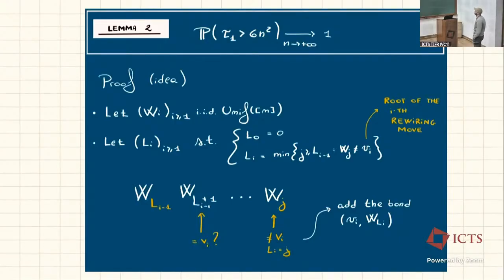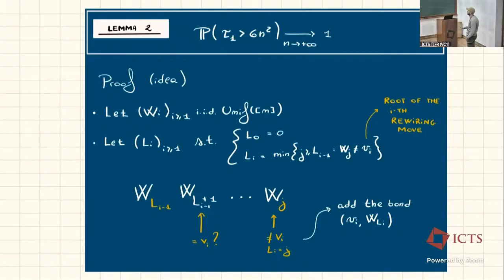on what vertex to rewire to is the following. We define uniformly distributed random variables on the number of edges. And then for the i-th rewiring move, we define L_i, which is the first time bigger than L_{i-1}, initialized at 0, such that we don't sample the root of the rewiring move itself, because we can't have self loops, right? So here's what happens. This is W_{L_{i-1}}. These are the samples that I've used up for my previous rewiring moves.